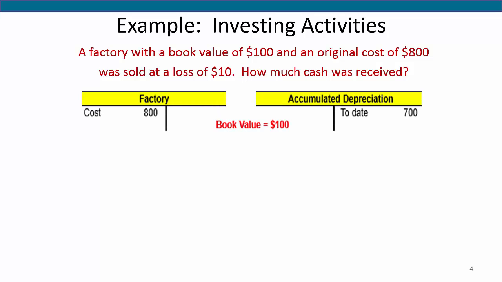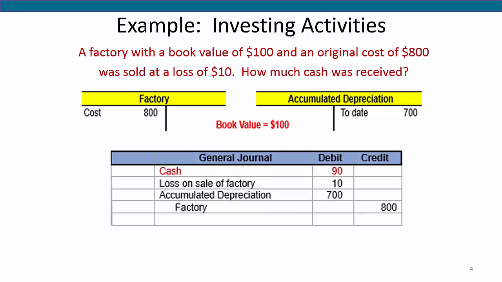First, we can create T accounts to determine that accumulated depreciation must have a credit balance of $700 if the cost was $800 and the book value was $100. Second, we can determine the amount of cash we received by creating a journal entry to mimic a sale of assets and solve for the amount of cash received.